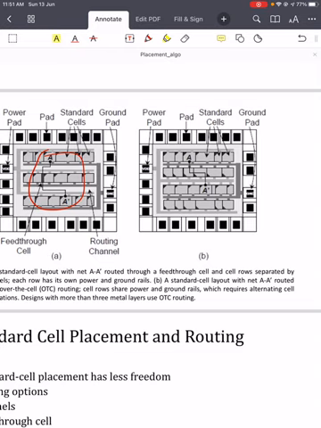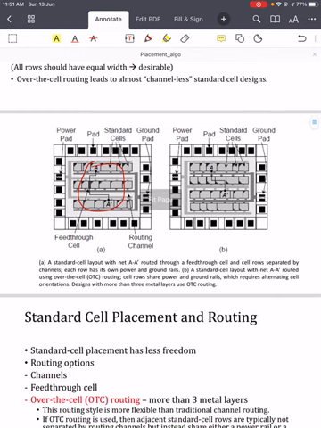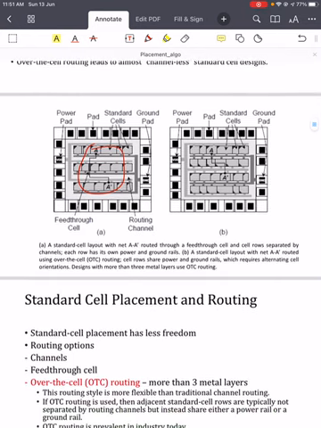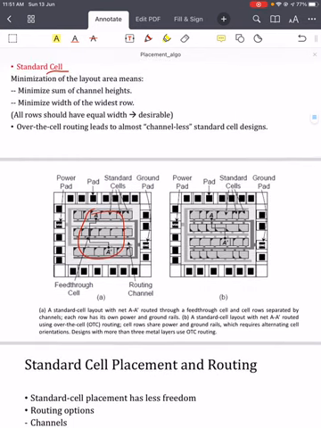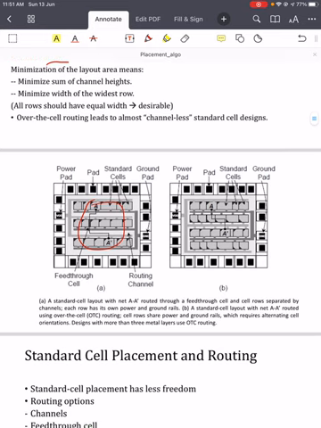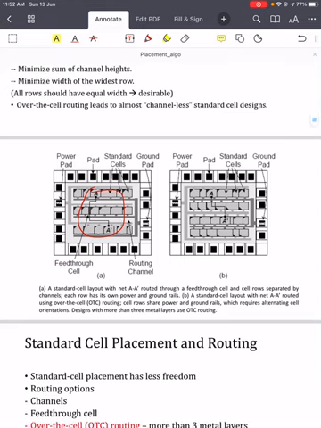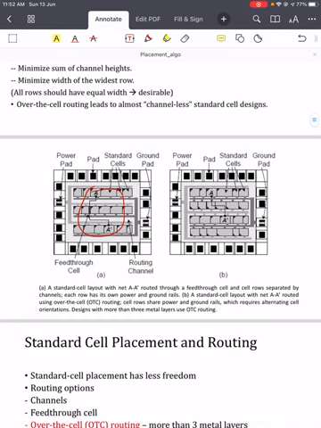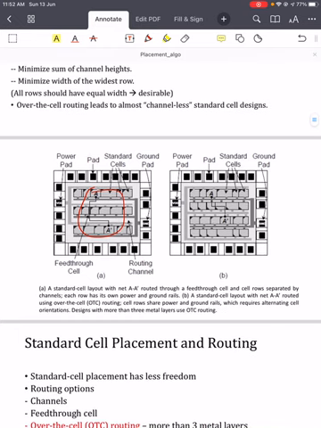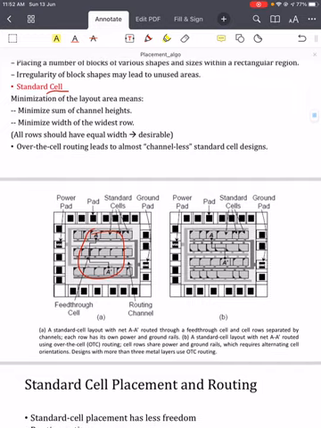So OTC routing is kind of a special scenario where we can have some very narrow channels. It is kind of a channelless standard cell design, where the routing is done mainly through the technology called over the cell routing. Over the cell routing is used in designs with more than 3 metal layers.